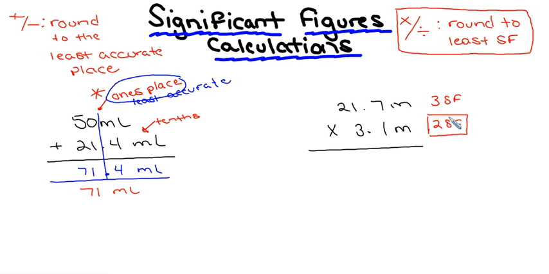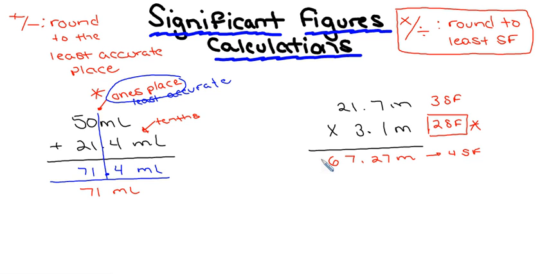So I'm not even going to attempt to do this by hand. I want to save time, so I'm going to plug this in my calculator. 21.7 times 3.1 gives us a number 67.27 meters. So as you see here, this number is 4 sig figs. We don't want it like that, so we need to round to, again, 2 sig figs.